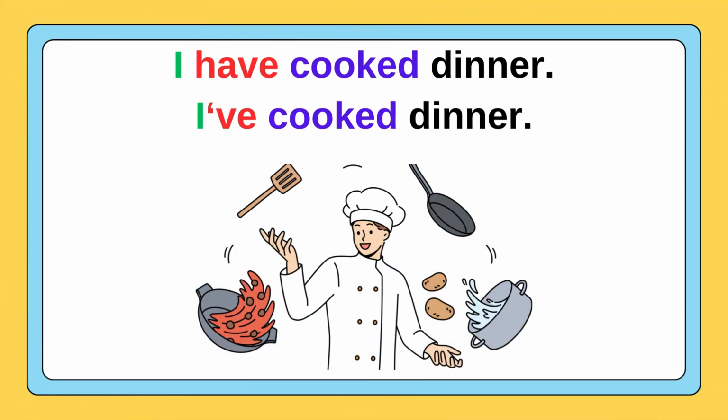So, after we've learned the parts of the present perfect, let's go back to our sentence, I have cooked dinner. We can also combine I and have to say I've. This is very common in spoken English. I've cooked dinner.